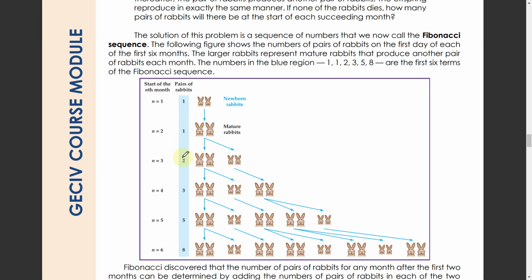The next number is just the sum of the two preceding numbers. So 1 and 1, you add 1 plus 1 is 2. So we have 2 there. Next is 1 plus 2, so our answer for that is 3. Then 2 plus 3, that is 5. Then 3 plus 5, so that is equal to 8.